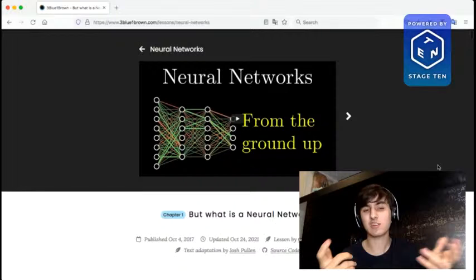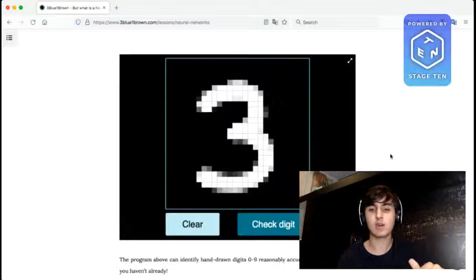So, the program above can identify hand-drawn digits 0 through 9 reasonably accurately. Give it a whirl if you haven't already. Alright, I like the number 7. Let's draw a 7. We'll see if the model's able to predict it as a 7. We got the neural network here, and let's see. Oh, 7, it went up. Hey, there you go, that's a great start.